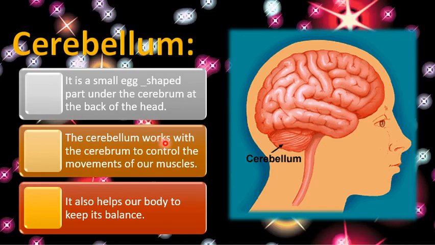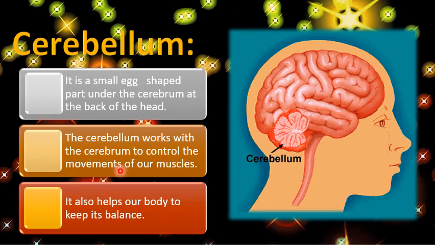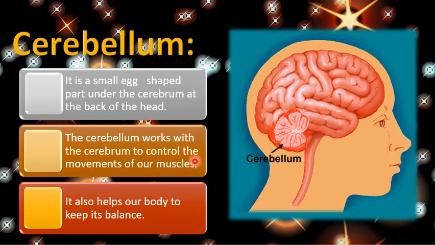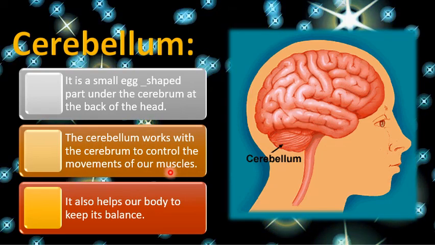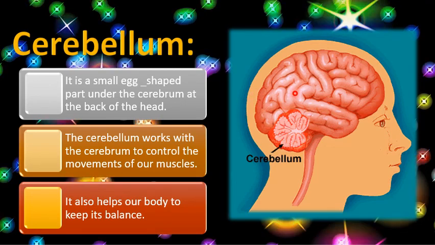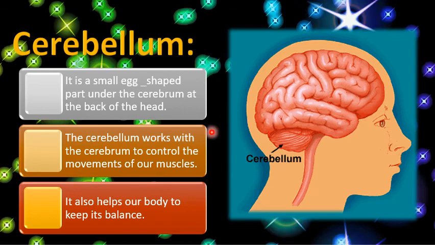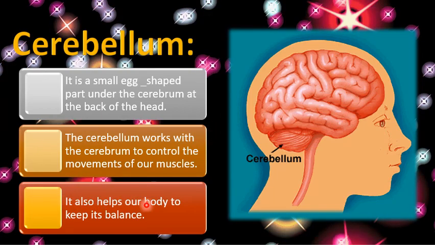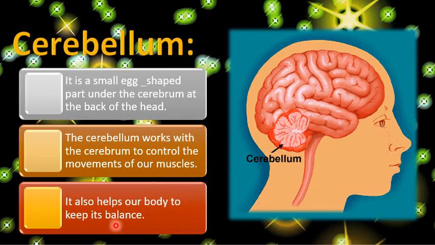The cerebellum works with the cerebrum to control the movements of the muscles. The movement of our muscles is controlled by the cerebellum, but it works with the cerebrum to control the movement. It also helps our body to keep its balance. We can balance our body, that is due to the cerebellum.